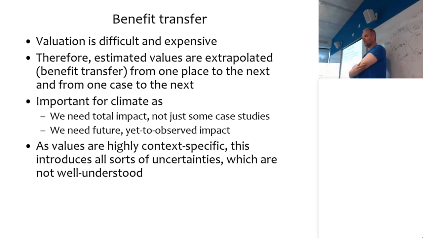With climate change, there is another important issue, namely that the impacts we are talking about are impacts in the future. We are not so much interested in the value of climate change in the past or today. No, we're interested in the value of climate change in 2050 and in 2100 and perhaps beyond that. And there's just no way you can observe that, right? So what we need is extrapolation from the things that we know to the things that we need to know, both spatially and temporally. So that's what we need to do. And this is known in the literature as benefit transfer. But it's essentially extrapolation.